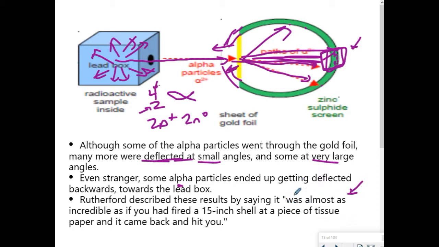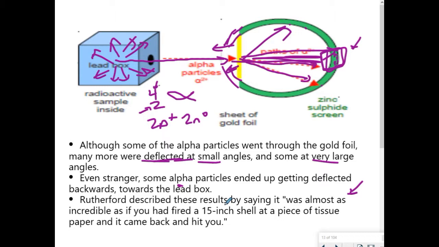He said, "This was strange. It was almost as incredible as if you fired a 15-inch shell at a piece of tissue paper and it came back and hit you." So basically, he's talking like artillery in war. You're firing this big rocket kind of thing, right? You fire it at Kleenex, and it doesn't phase through the Kleenex. It doesn't just bounce off to the side. It hits Kleenex and bounces back at you.